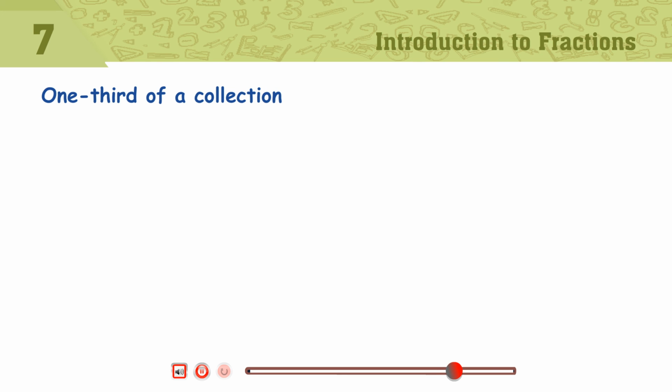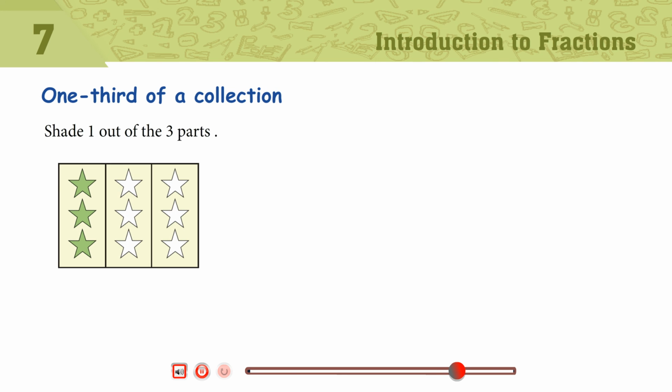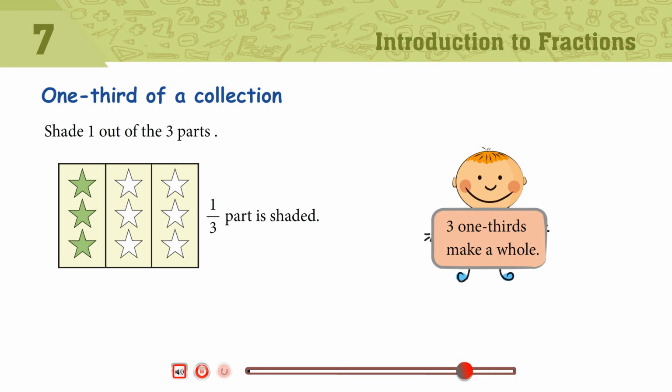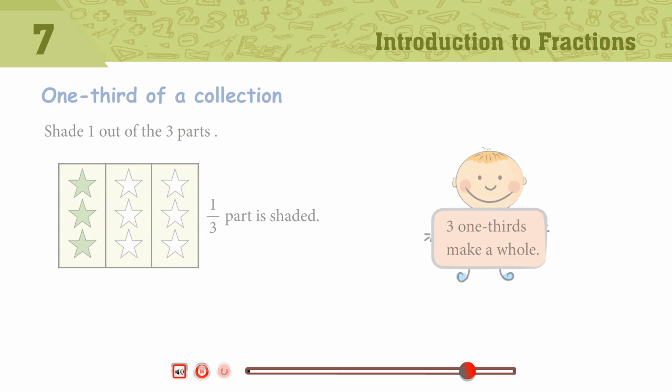1/3 of a collection. Shade 1 out of the 3 parts. 1/3 part is shaded. 3 one-thirds make a whole.